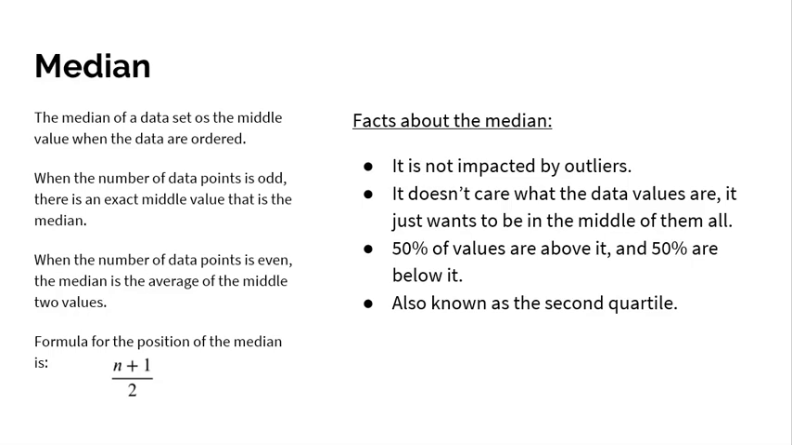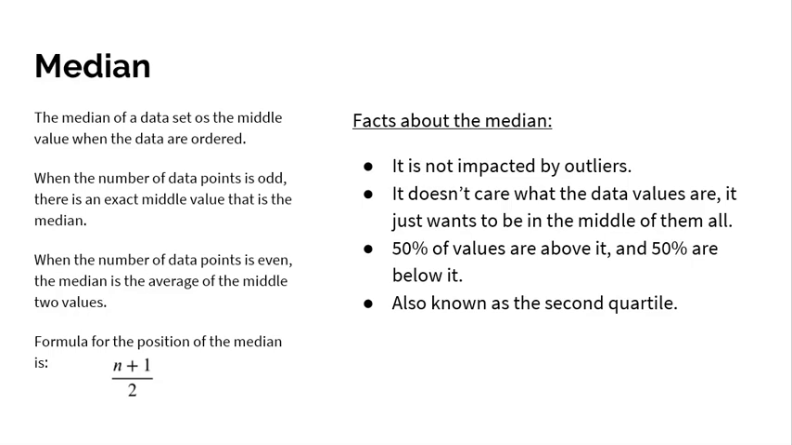The median of a set of data is the middle value when the data is ordered. So when you put all the data in order, the median is the dead center of that data. Now, when you have an odd number of values, there is always going to be an exact middle. For example, with 5 values, the third is the exact middle: 1, 2 below it, 4, 5 above it.